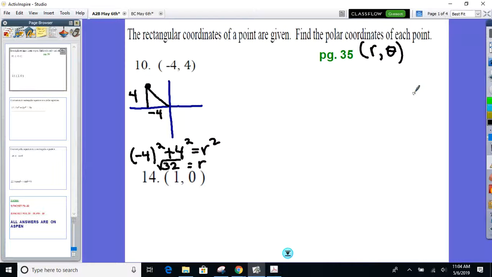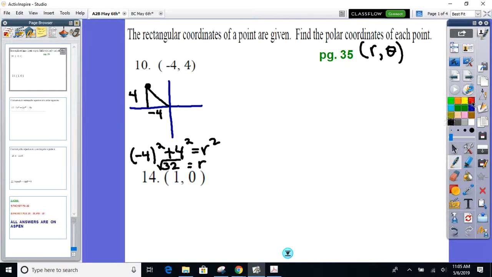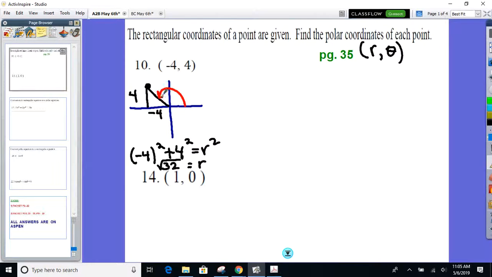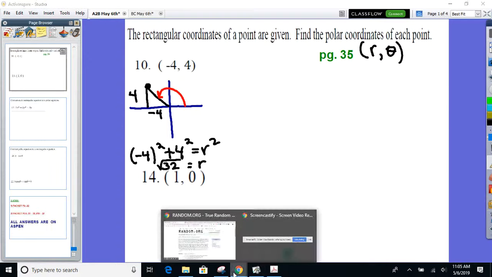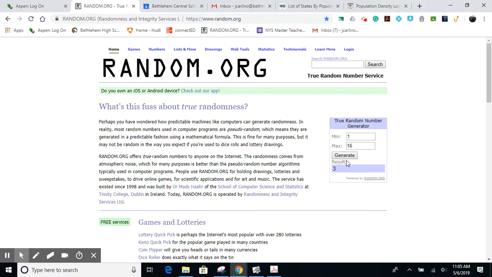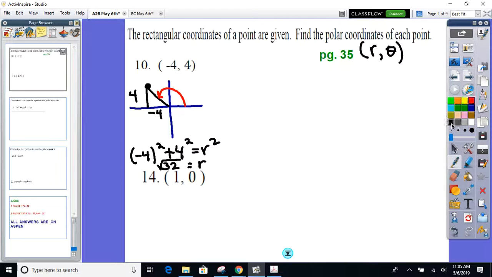Now to theta. What quadrant are we in again? Quadrant 2. So I need the angle in quadrant 2. A lot of you, when you did this on your own, just found the reference angle. I don't want the reference angle. I want this angle in quadrant 2 in radians. Anybody remember how we found it? What did we use to find that angle? Sine, cosine, or tangent? Tangent.